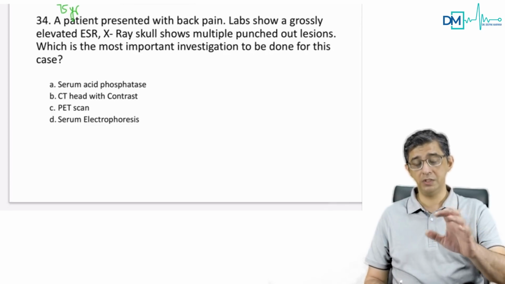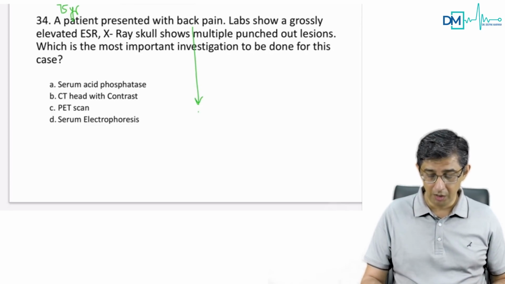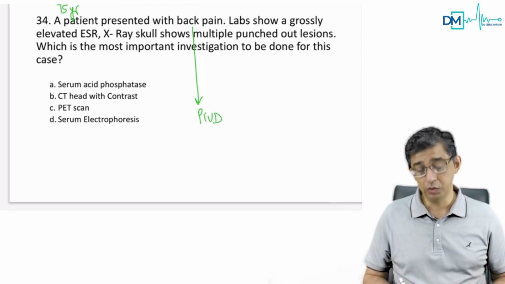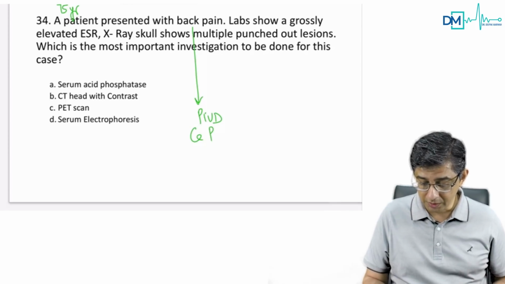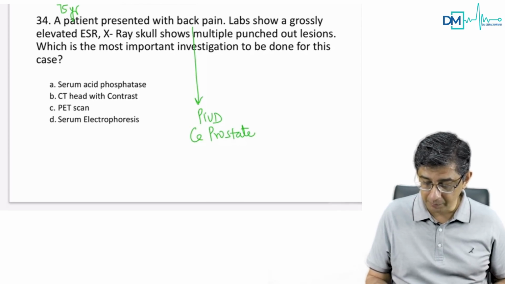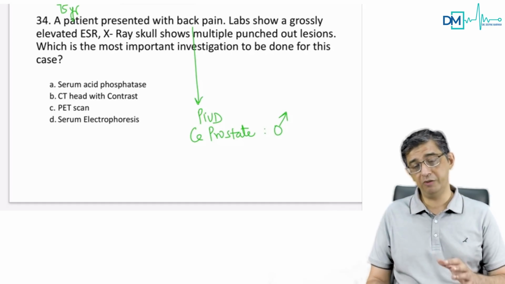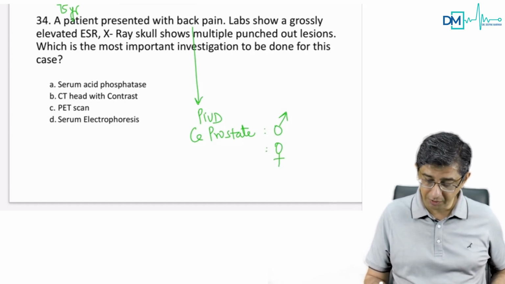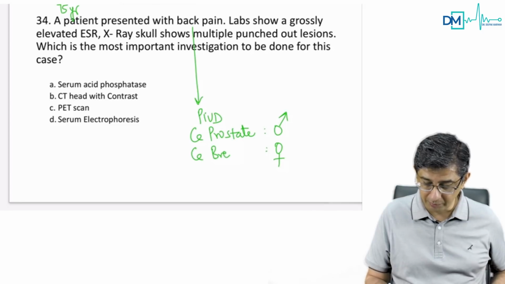Now, old man presents with back pain, so what should we think of? Disc prolapse. After that, what should we think of? Metastasis from any cancer. And if it's a male, the metastasis will usually be from a prostate cancer, and if it's a female, the metastasis will usually be from breast cancer.